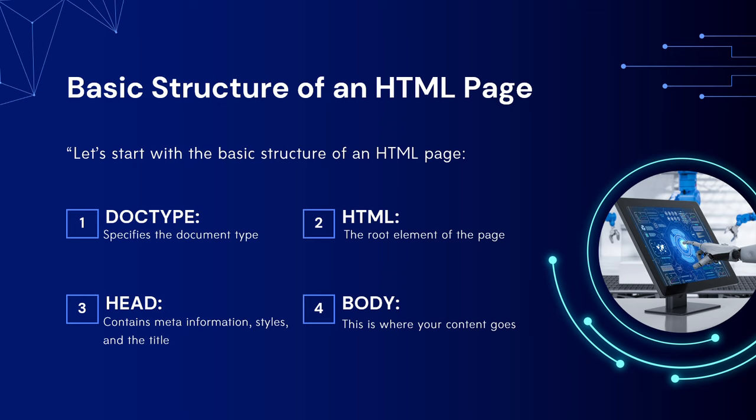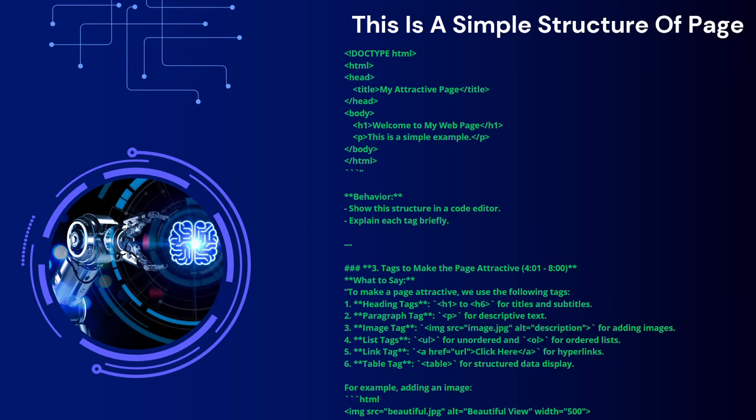Number three, head, contains meta information, styles, and the title. And number four is body. This is where your content goes. This is a simple structure of a page.